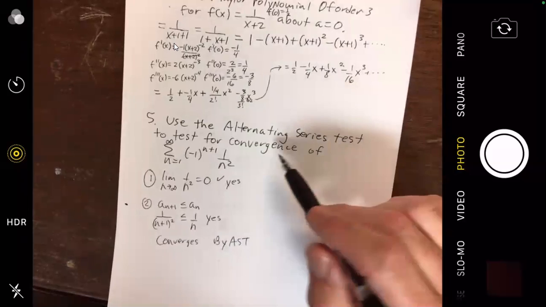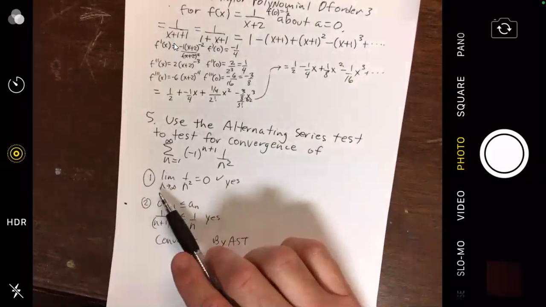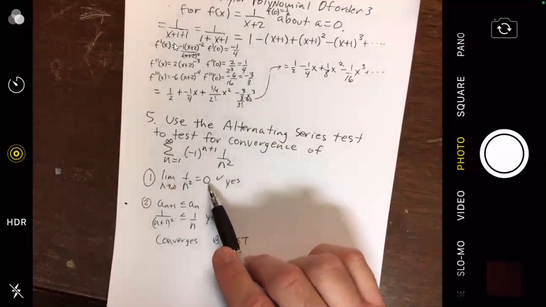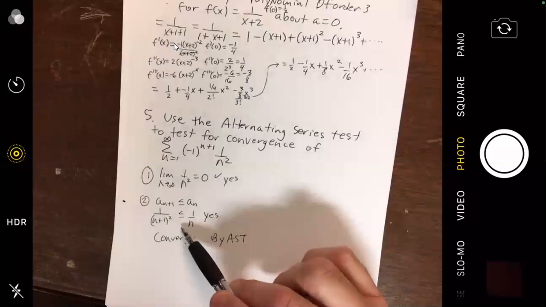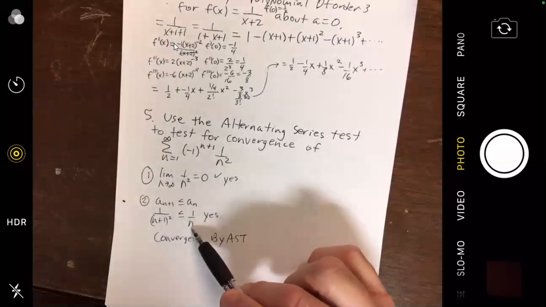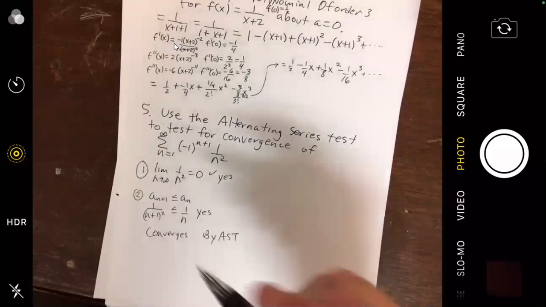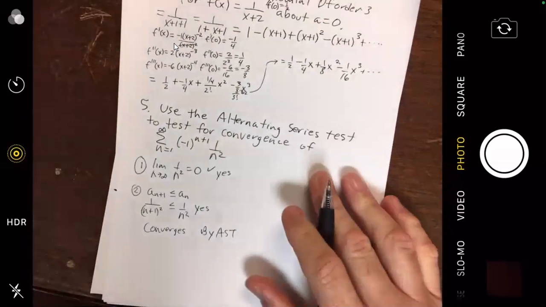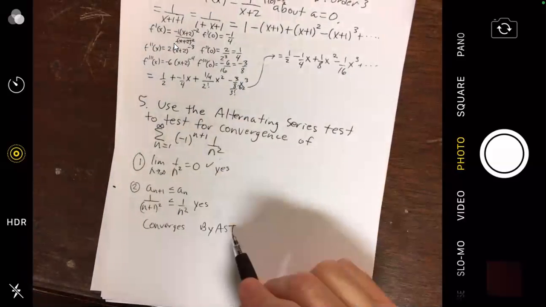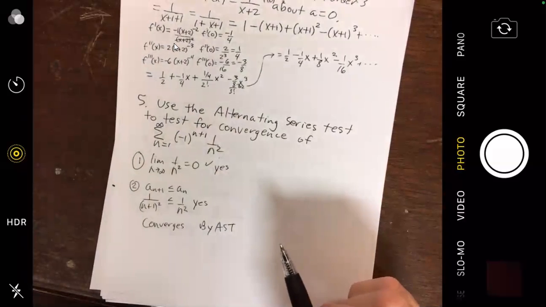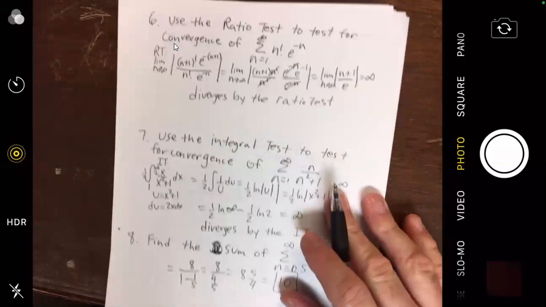Number 5, alternating series test. Remember that I had 2 conditions. You want the limit of the terms. Do they go to 0? Yes. And number 2, the n plus 1 term is smaller than the 1 over n term. And sure enough, 1 over n plus 1 squared would be less than, I left off a square here. I should have had a square because it's 1 over n squared. So we can say it converges by the AST. If you actually want me to stop and work one of these out, I'll be happy to.